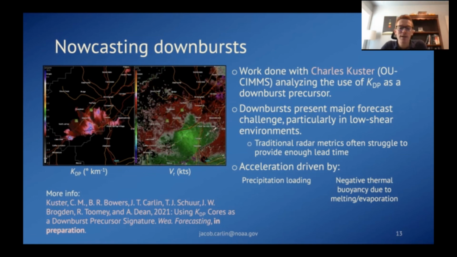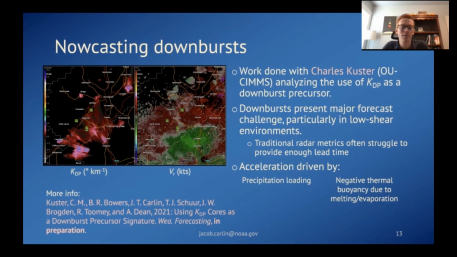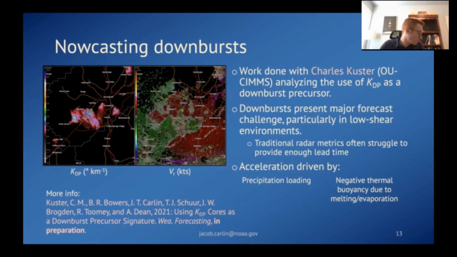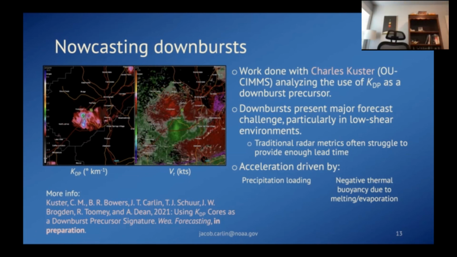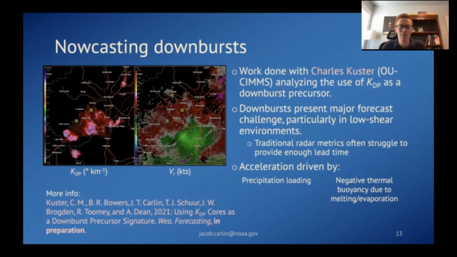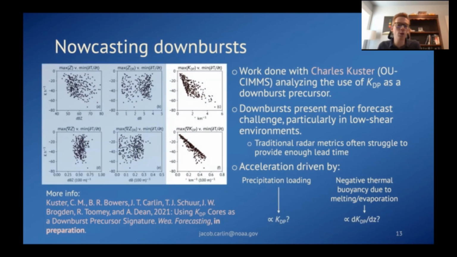And we know from theory that the negative or the downward acceleration of downbursts is really driven by two things: precipitation loading and the negative buoyancy due to melting and evaporation and the cooling due to those processes. So based on this, we looked at what this 1D model of melting hail could tell us.